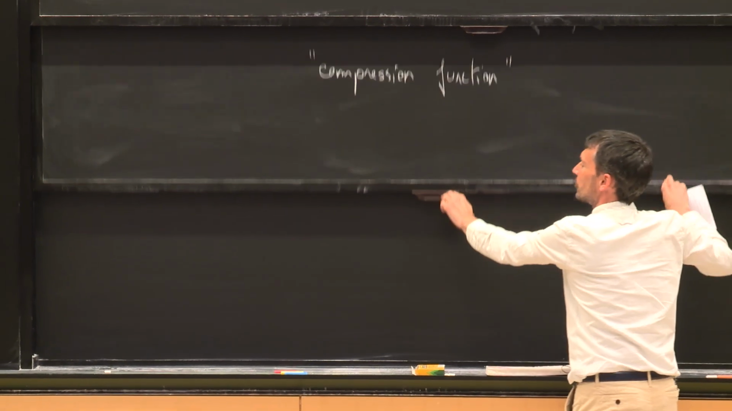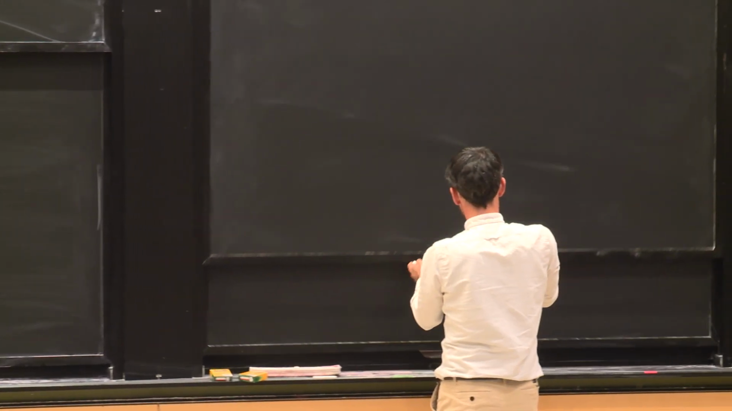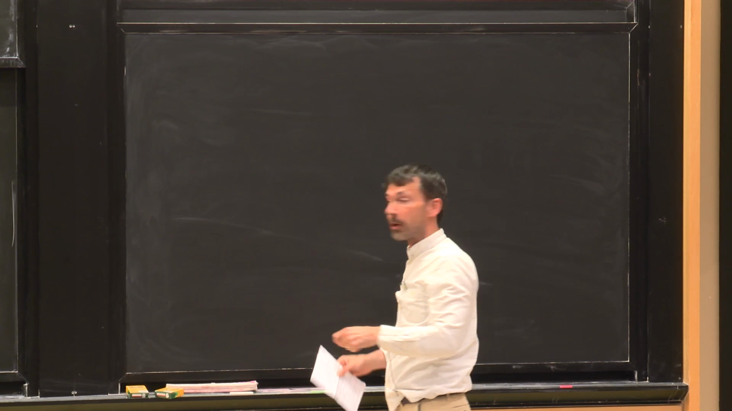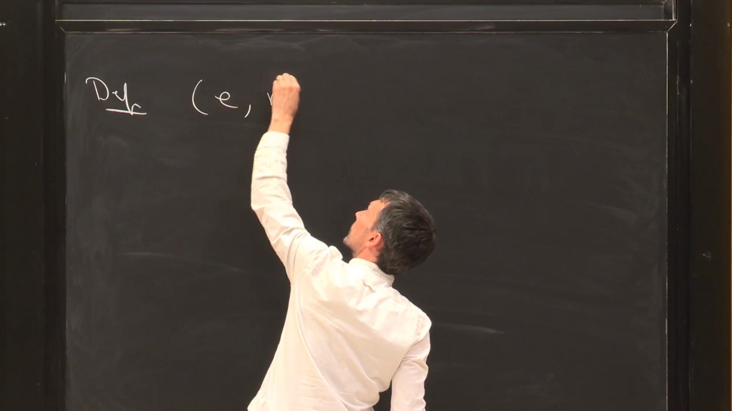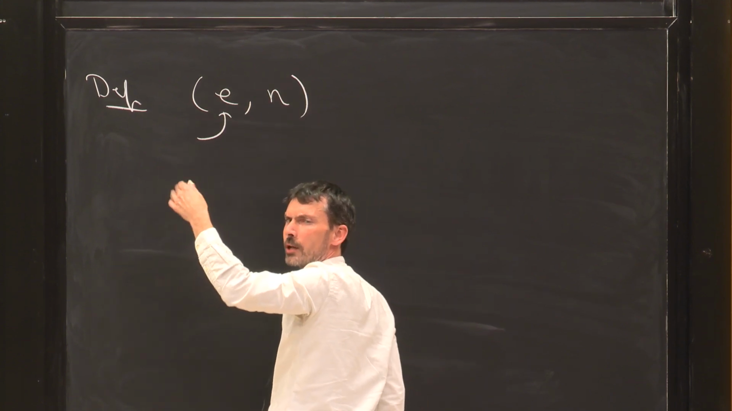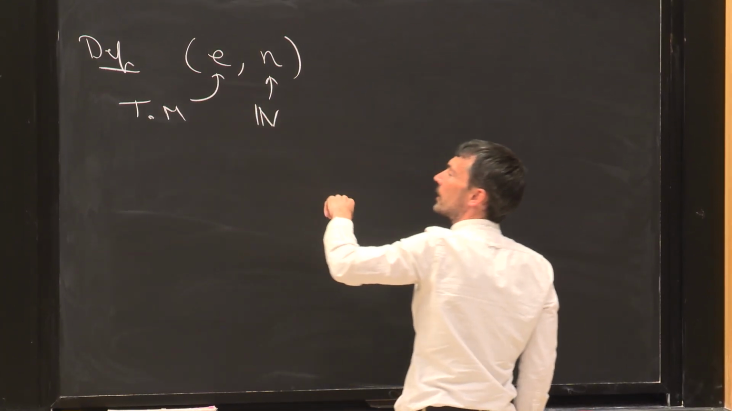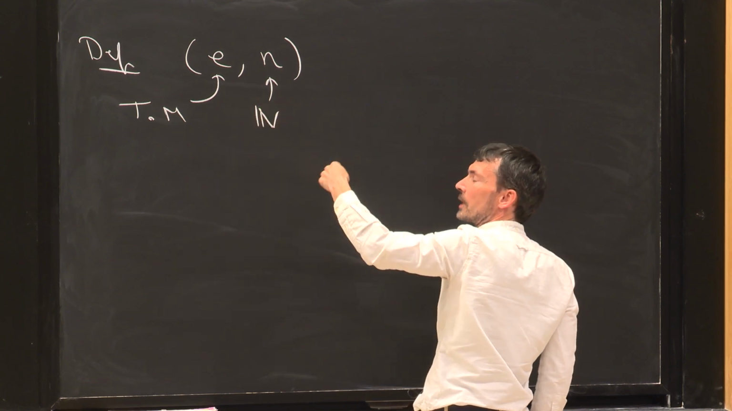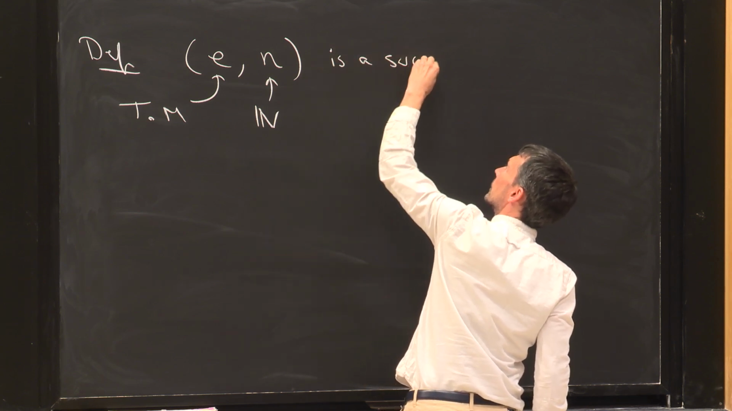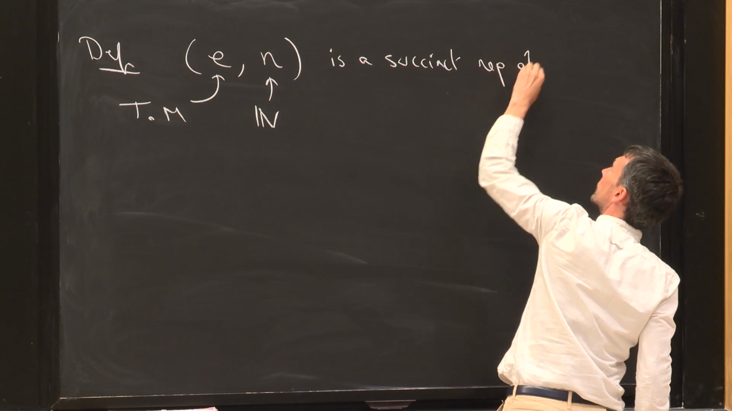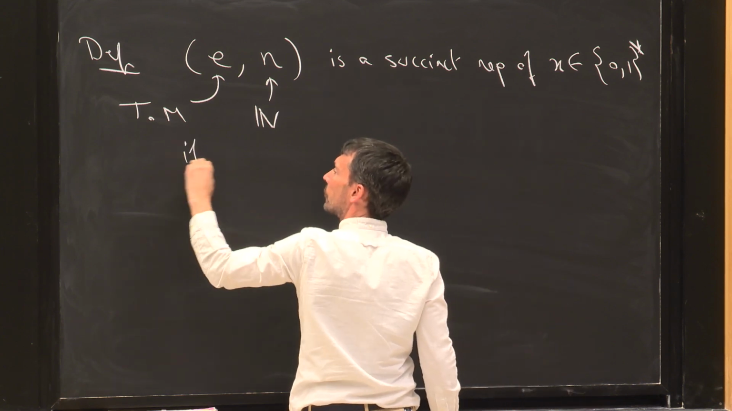To state what this should achieve, I need to tell you a little bit about something called implicit or succinct representations. So here's another definition. A pair of E and n. E is a Turing machine, so it's an algorithm, it's a program. n is an integer. And I want to define what it means for this program and this integer to succinctly represent a very large string. So the pair (E, n) is a succinct representation of some string x if the following conditions hold.